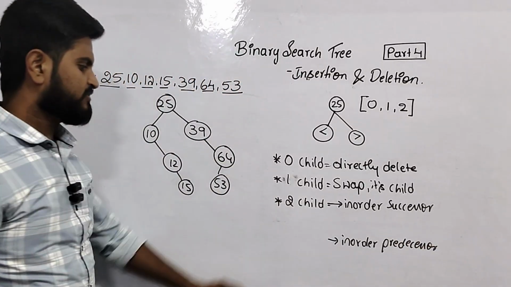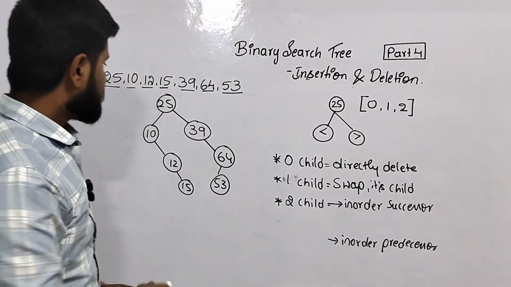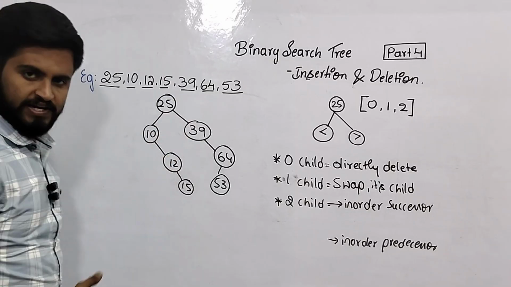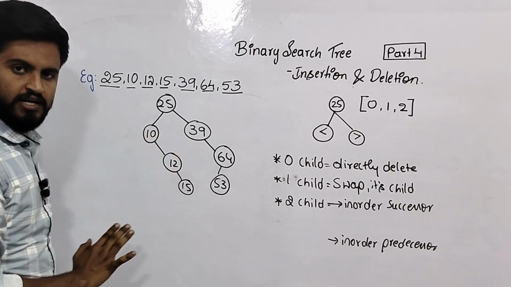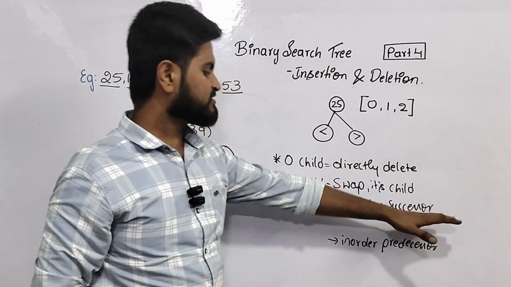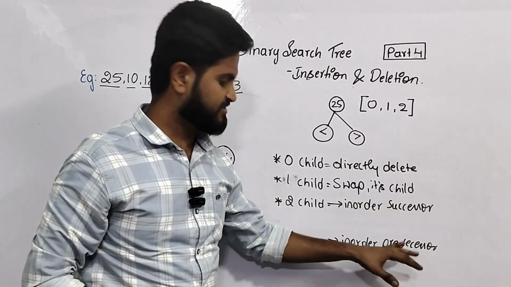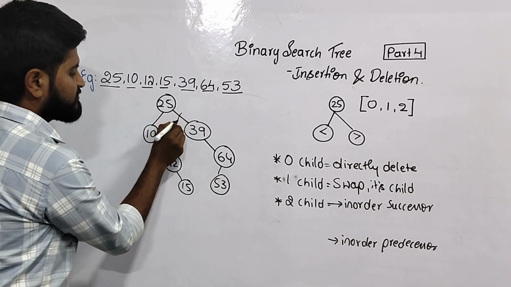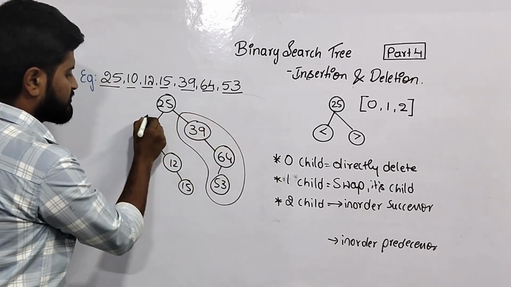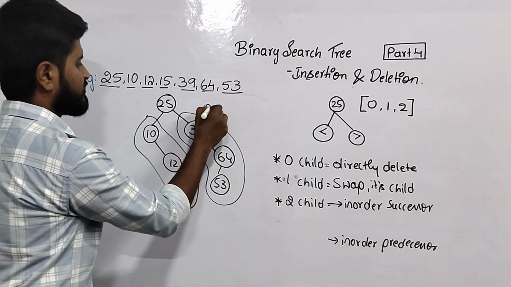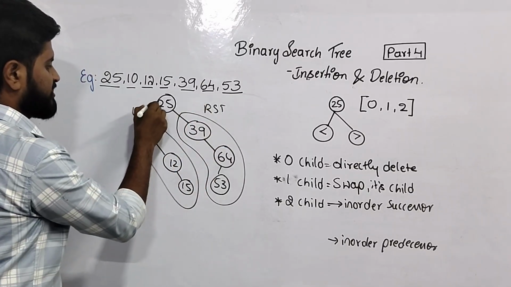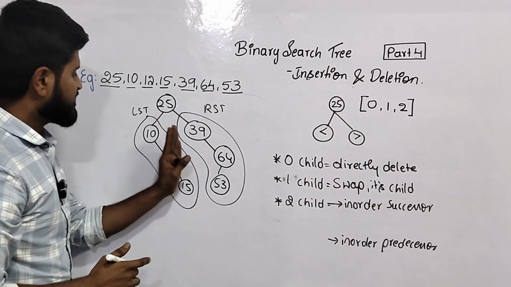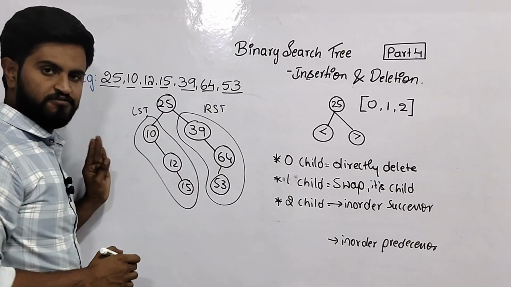So now let's see what is successor and predecessor. Here 25 is the node which is having 2 children. If I want to delete 25, I am having 2 children, so I can use the in order successor or in order predecessor. How? This is the right subtree of the 25. This is the left subtree. In the successor means front side, that is right subtree. Predecessor means left side, that is the left subtree.